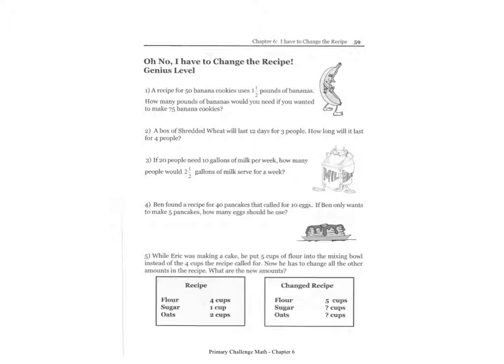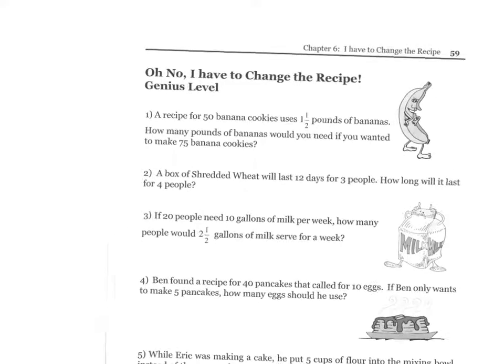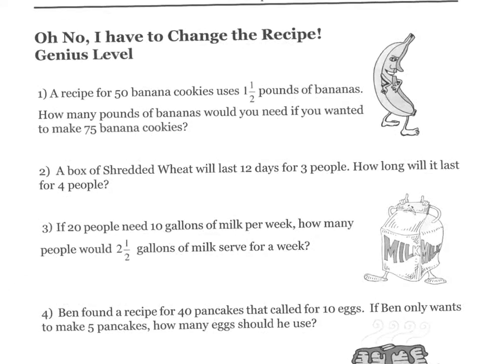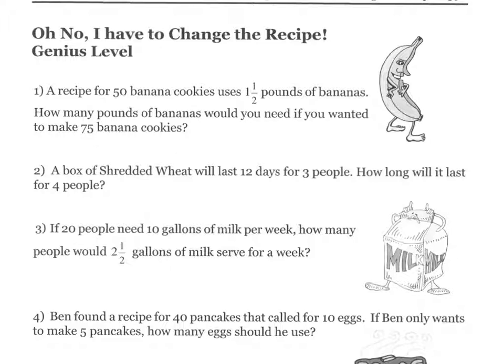So let's look at Chapter 6. I have to change the recipe, genius level. And so what we want to do is zoom in on the first problem. And let's see what we can figure out.